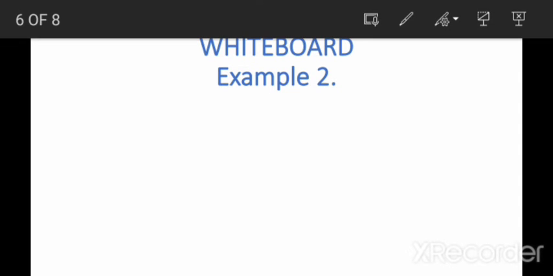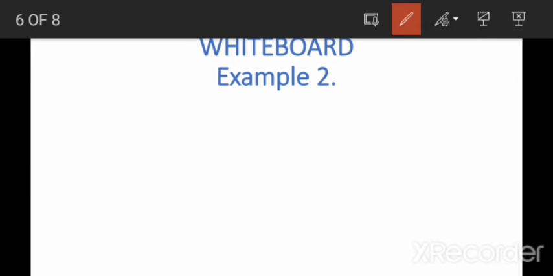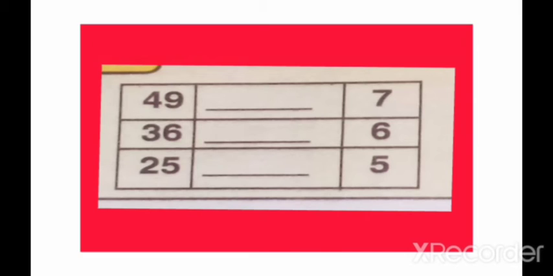Assuming 36 was given to us but 6 was not given, we just take the square root of 36, which is equal to 6. Same applies to the last one. Same applies to 5 and 25. I guess the class is well understood. This is going to lead us straight to example number 3.